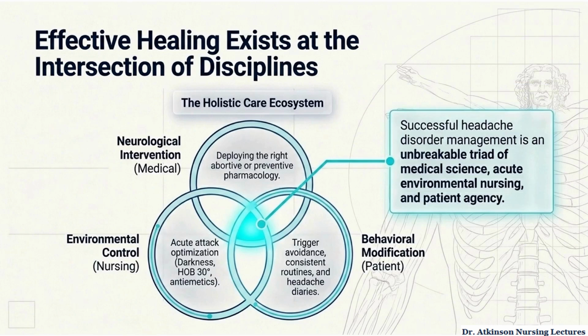As we wrap up this section, it's important to understand that successful headache management is rarely just one intervention by itself. Effective care really happens at the intersection of multiple disciplines working together. First, we have the medical component, using the correct abortive therapies and preventive medications based on the patient's headache type and symptom pattern. Second, we have the nursing and environmental component. Things like reducing stimulation, creating a dark, quiet room, elevating the head of the bed, controlling nausea, and supporting patient comfort during acute attacks can make a major difference.